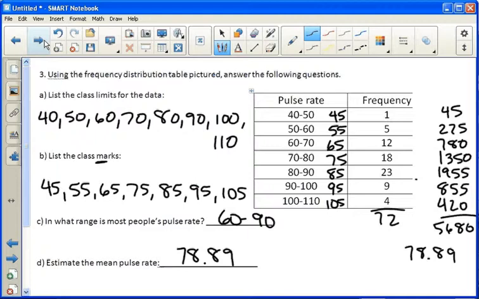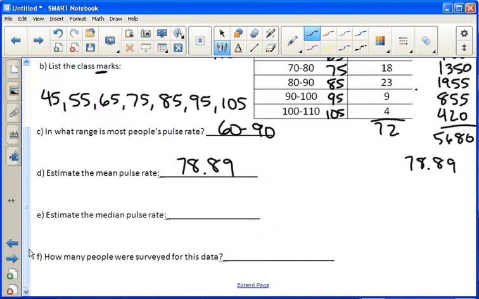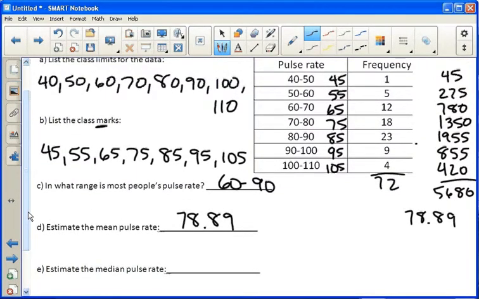Okay, estimate the median pulse rate. So again, there are 72 people, so we're looking for number 36. So here's the first person right here. Then add 5 more to have 6 total. Then 12 more is 18 total. Then 18 more is 36. So it should be right here, which would be between 70 and 80 and 80 and 90. So it should be right there at 80.